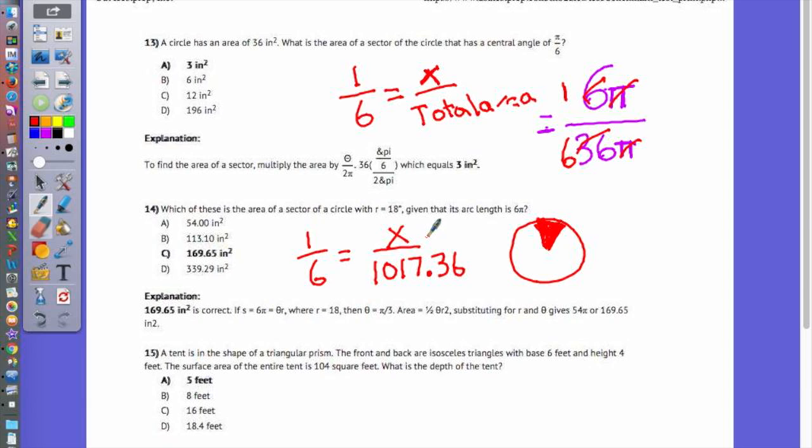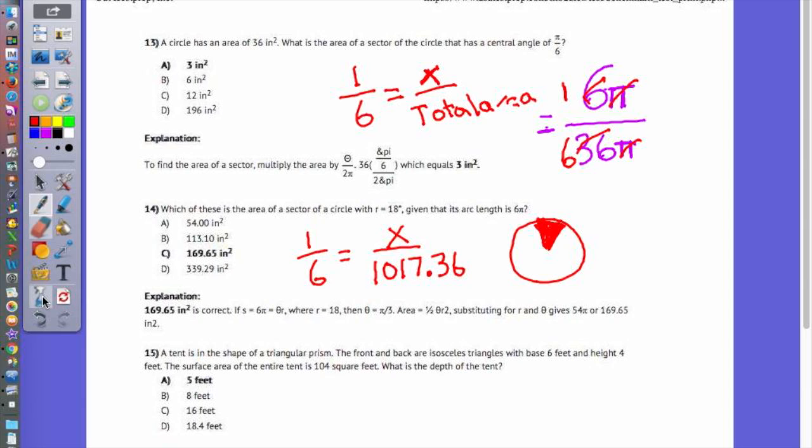Because on USA Test Prep, they're using a pi button, and we're using 3.14. But still, when you get 169.56, given your answer choices there, you can get the correct answer, correct? On the EOC, they tell you to use 3.14. So that's why we're doing that.